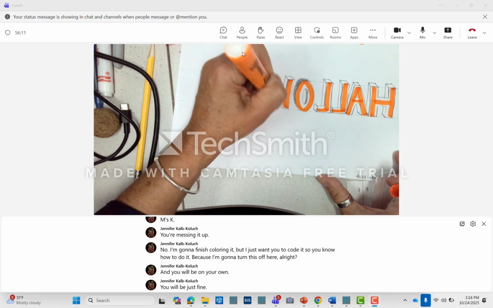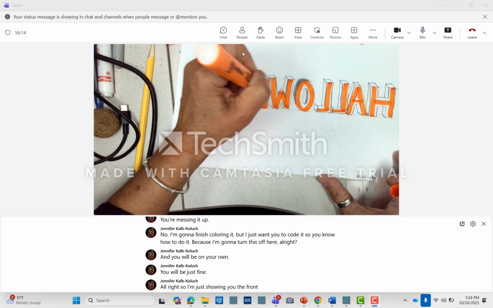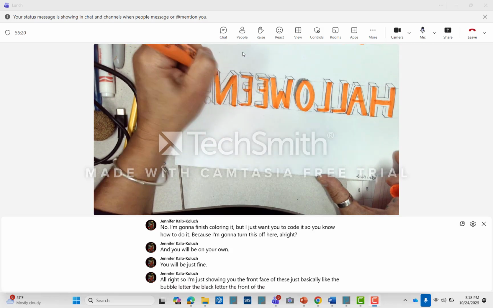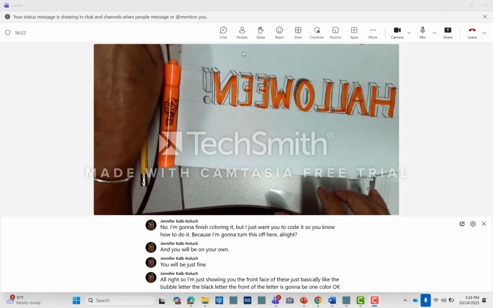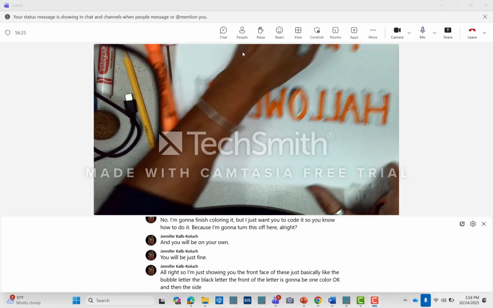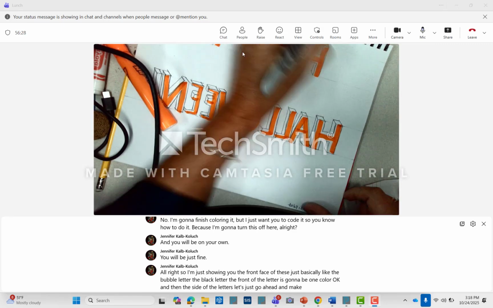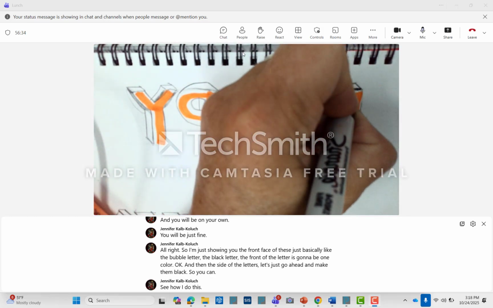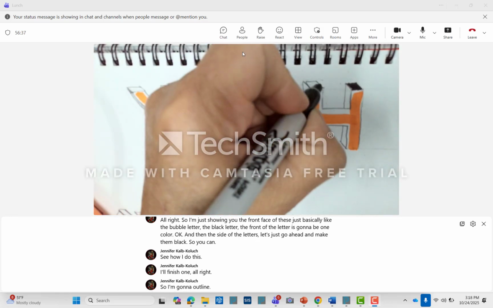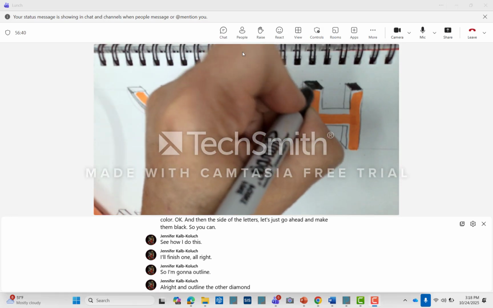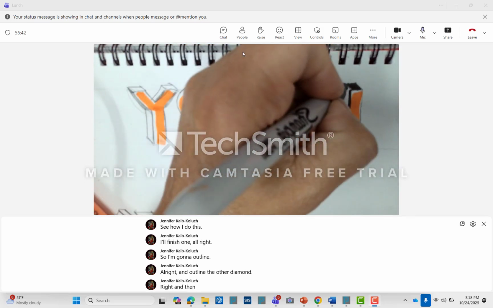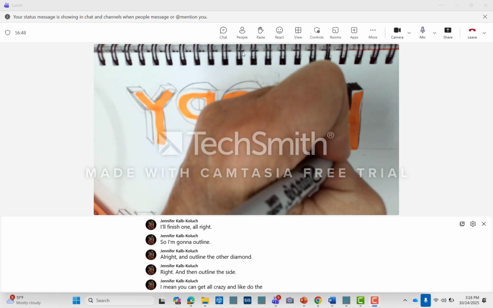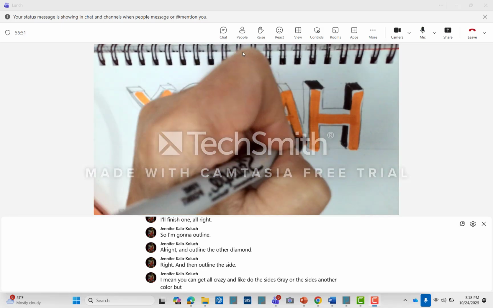All right, so I'm just showing you the front face of these, just basically like the bubble letter, the black letter. The front of the letter is going to be 1 color, okay? And then the side of the letters, let's just go ahead and make them black so you can see how I do this. I'll finish 1. All right, so I'm going to outline, and outline the other diamond. Right, and then outline the side. I mean, you can get all crazy and do the sides gray or another color, but I'm just going to keep it.